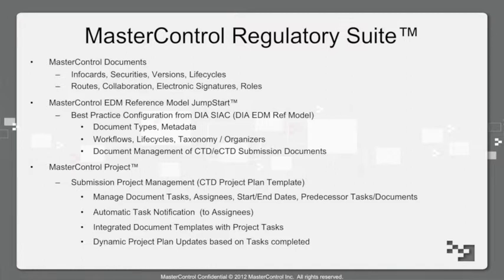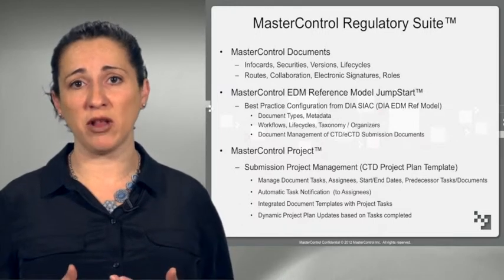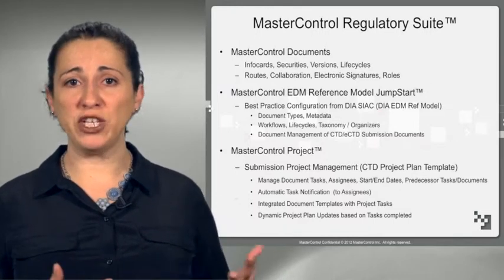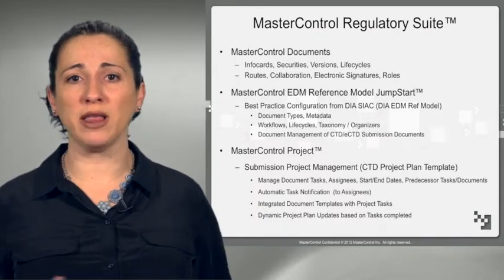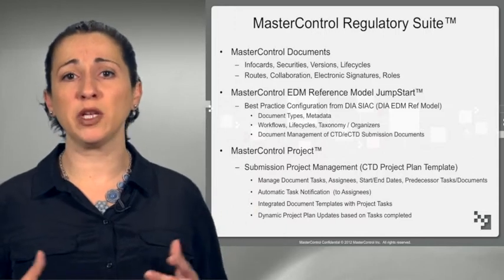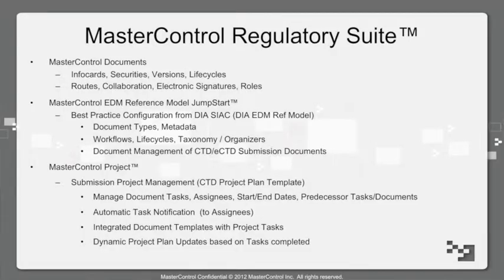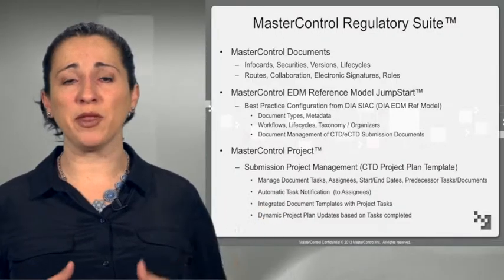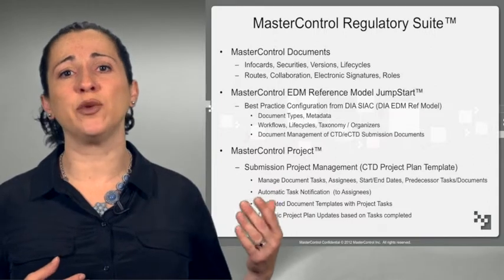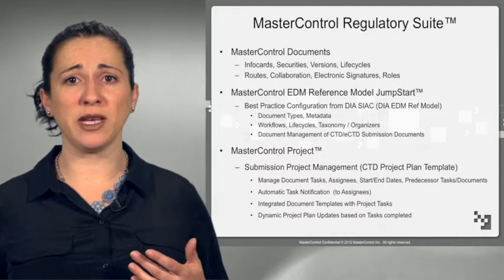Within that configuration, you will have all of the configuration that comes with the DIA EDM reference model for modules 1 through 5, the regional, the clinical, non-clinical, and quality aspects, as well as all of the summaries that are found in the module 2 of CTD or eCTD. Also out of the box comes all of the metadata that's mapped to each of those different types or categories of documents. So for example, the metadata or fields that are assigned to info card types or document types such as regulatory are different from those of clinical.